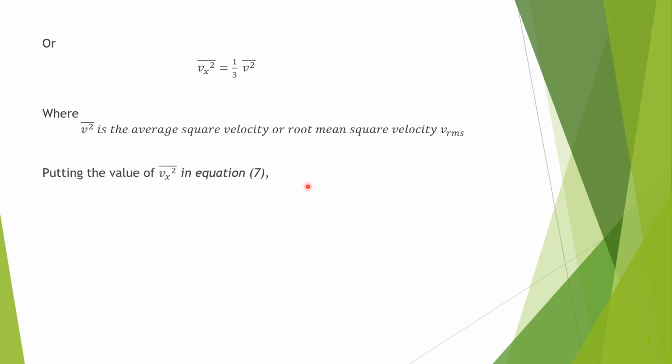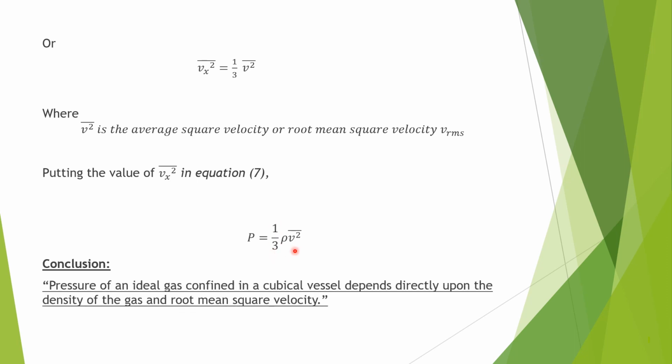So we put the value of vx square bar in equation 7, and equation 7 will be P equals 1 upon 3 rho v square bar. From this equation, we conclude that the pressure of an ideal gas confined in a cubical vessel depends upon two parameters, that is the density and the average square velocity, and the pressure depends directly upon them.